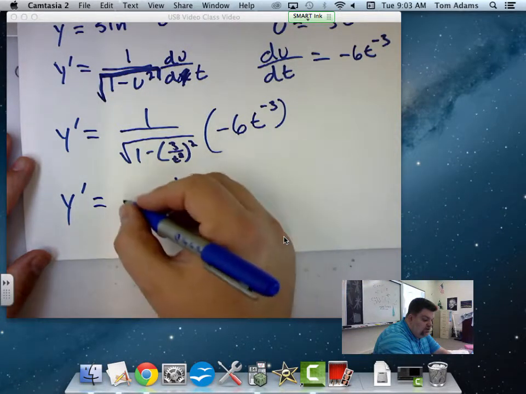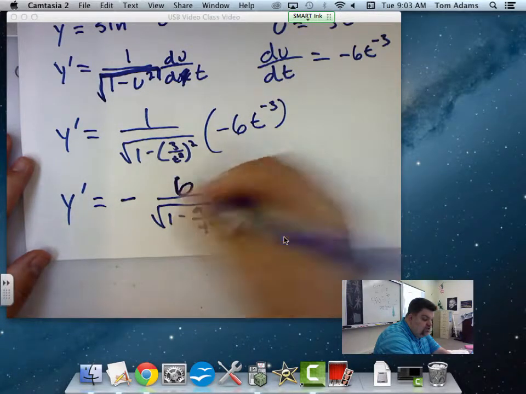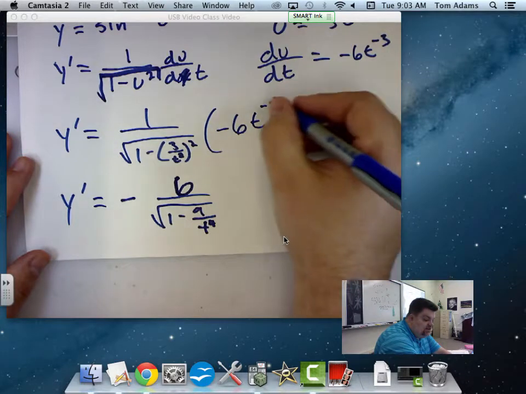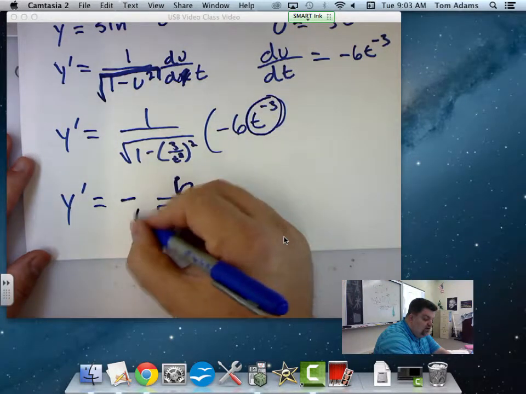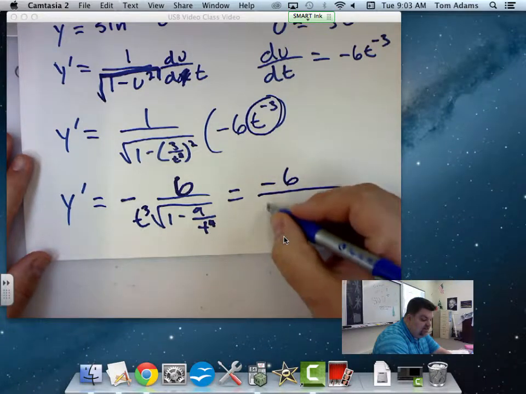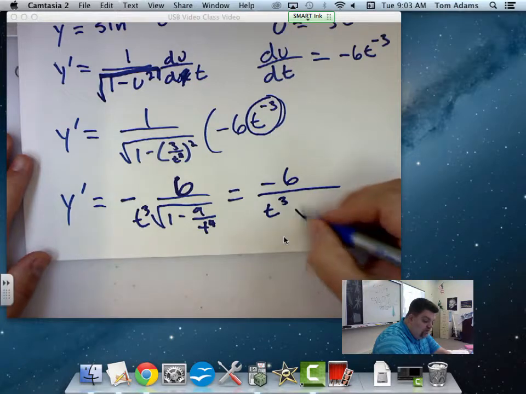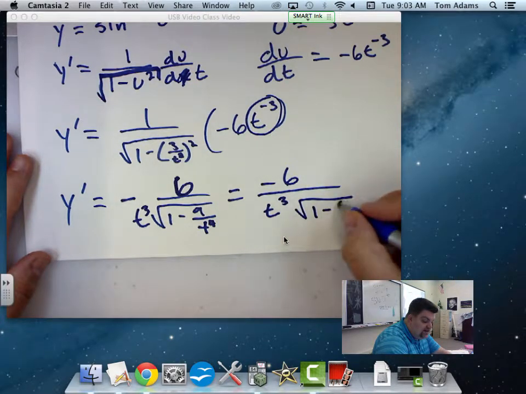Now what I could do is toss that negative sign to the front, change that to a 6, and then this t to the negative 3 could be tossed down here on the bottom. So if I wanted to clean it up and look nice and fancy, I could say t to the 3 over 1 minus 9 t to the 4th.